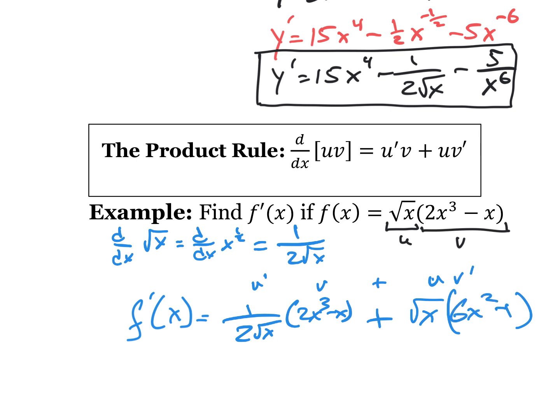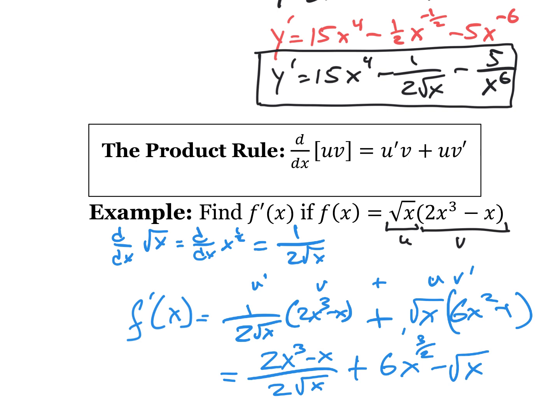And we can clean this up a little bit. We don't need to get too crazy. This is not an application. We don't have any reason to really do a lot of simplifying. If we distribute this square root of x here, we'll end up with, I guess, 6x to the 3/2 minus the square root of x.